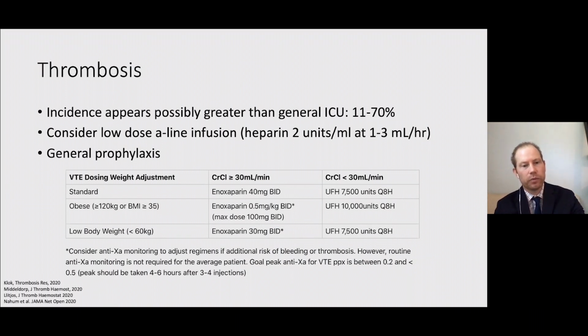And then because we and others have been finding that we have had a lot of occlusion of arterial lines, we've been using low dose heparin infusions in the arterial line to prevent them from clotting. But it is something that is different about these patients compared to the general ICU population.